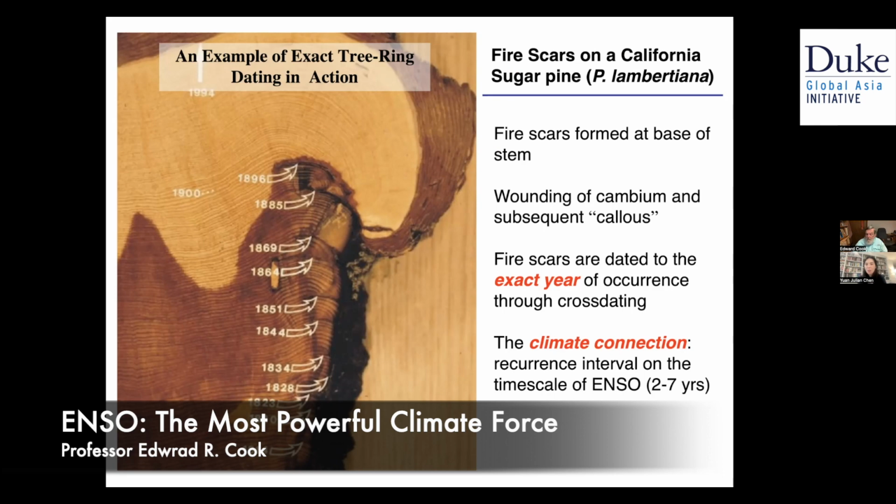Professor Cook, sorry for the interruption. You mentioned before that ENSO is very important in understanding global climate change. Do you mind pausing here a little bit and explaining what ENSO is?